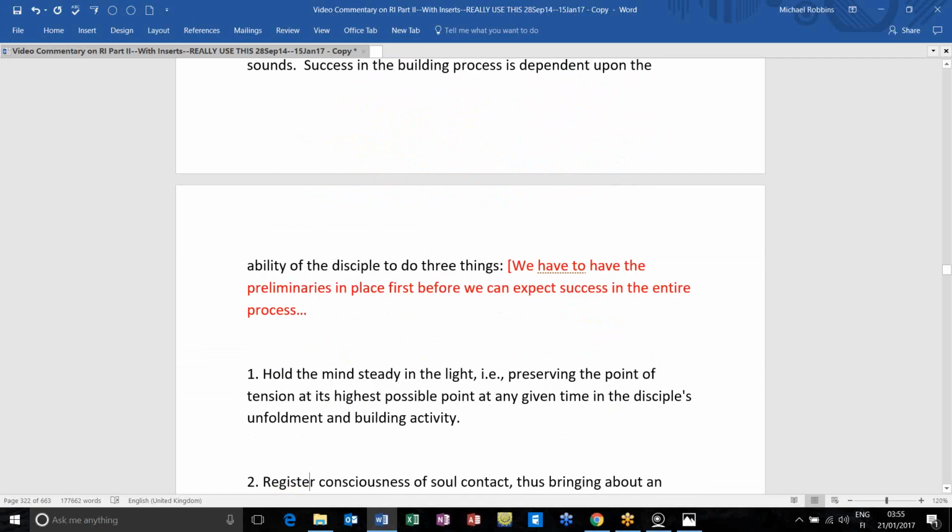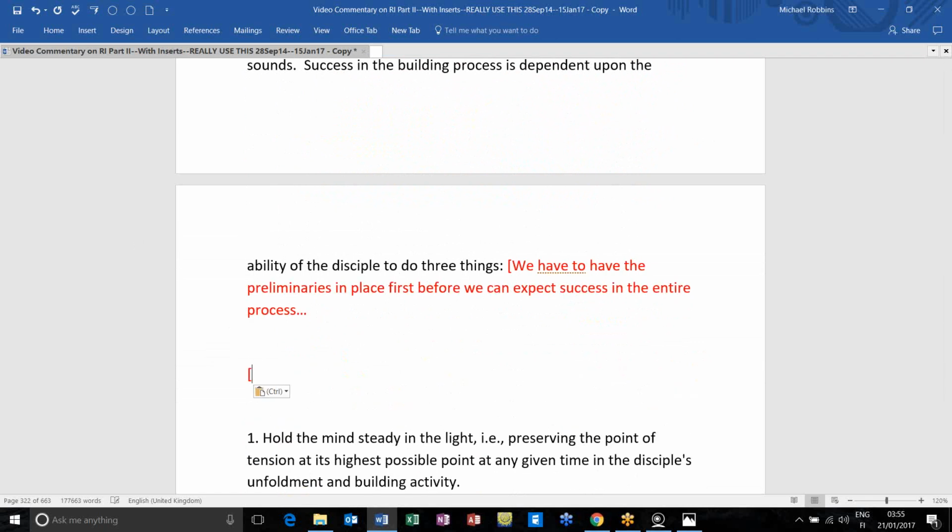So what do we have to do? These are three factors on which the building process depends. So let's put that down, on which the building process depends. Number one, hold the mind steady in the light, presumably the light of the soul, preserving the point of tension at its highest possible point at any given time in the disciple's unfoldment and building activity.